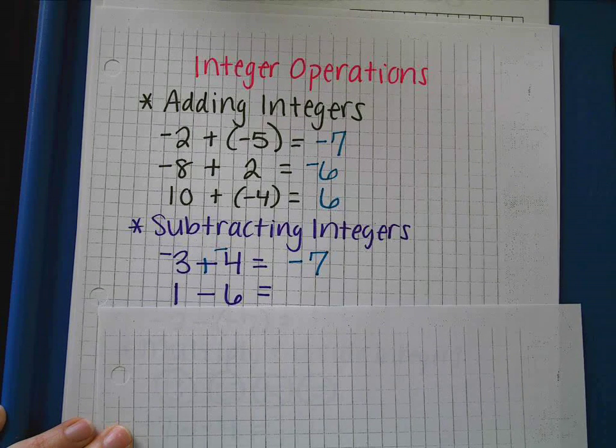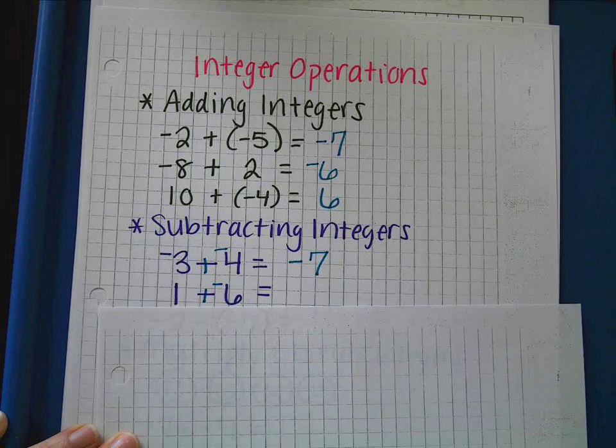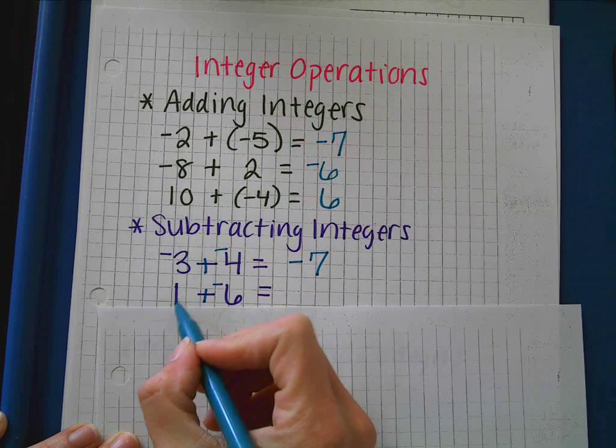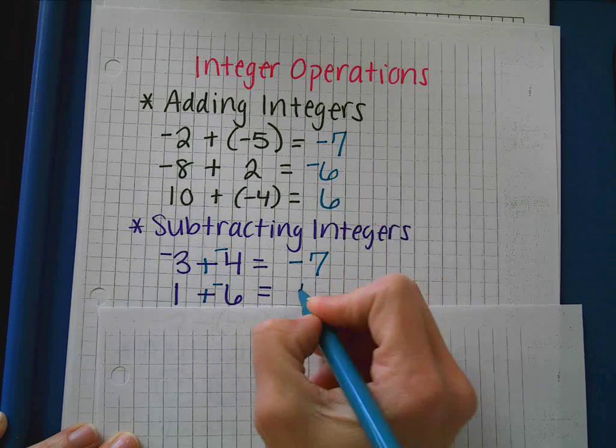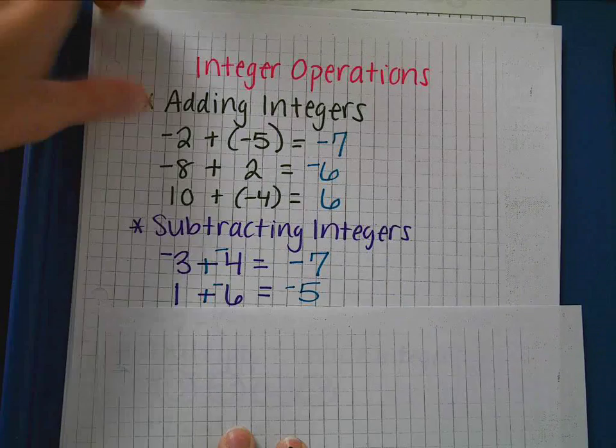1 minus 6. So we're trying to take away more than what we have. So in this case, it's like, well, I can't take 6 from 1, but if I go kabam, now I have adding a positive and a negative. So I subtract, take the sign of the bigger number. -5.